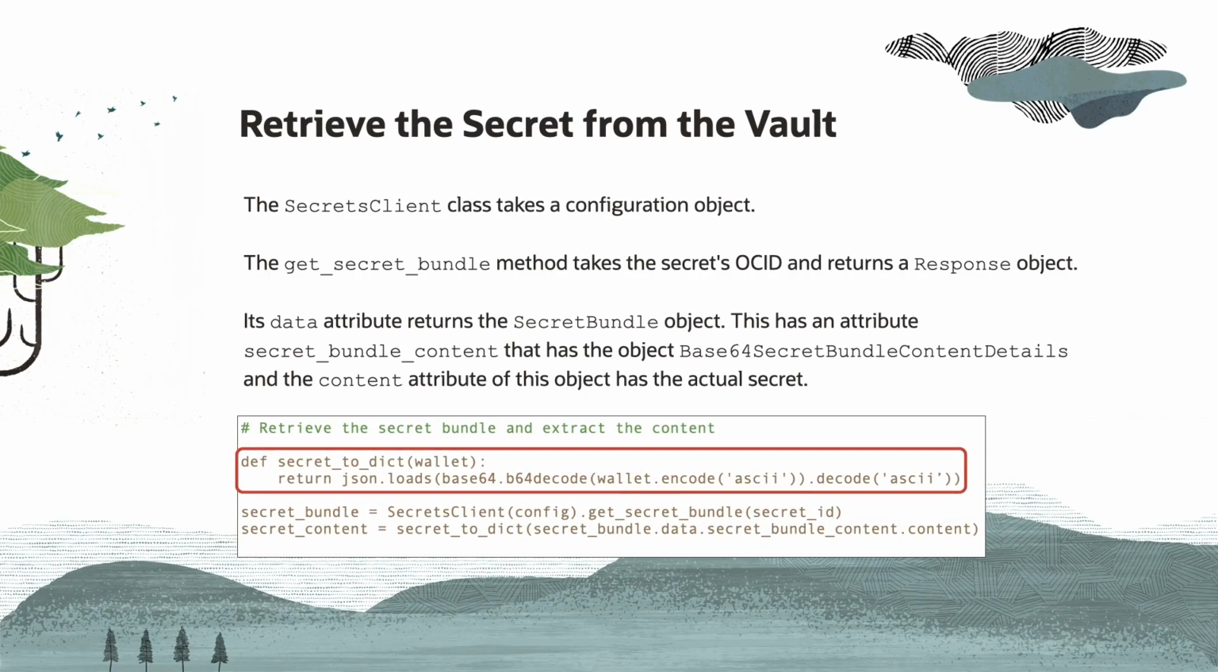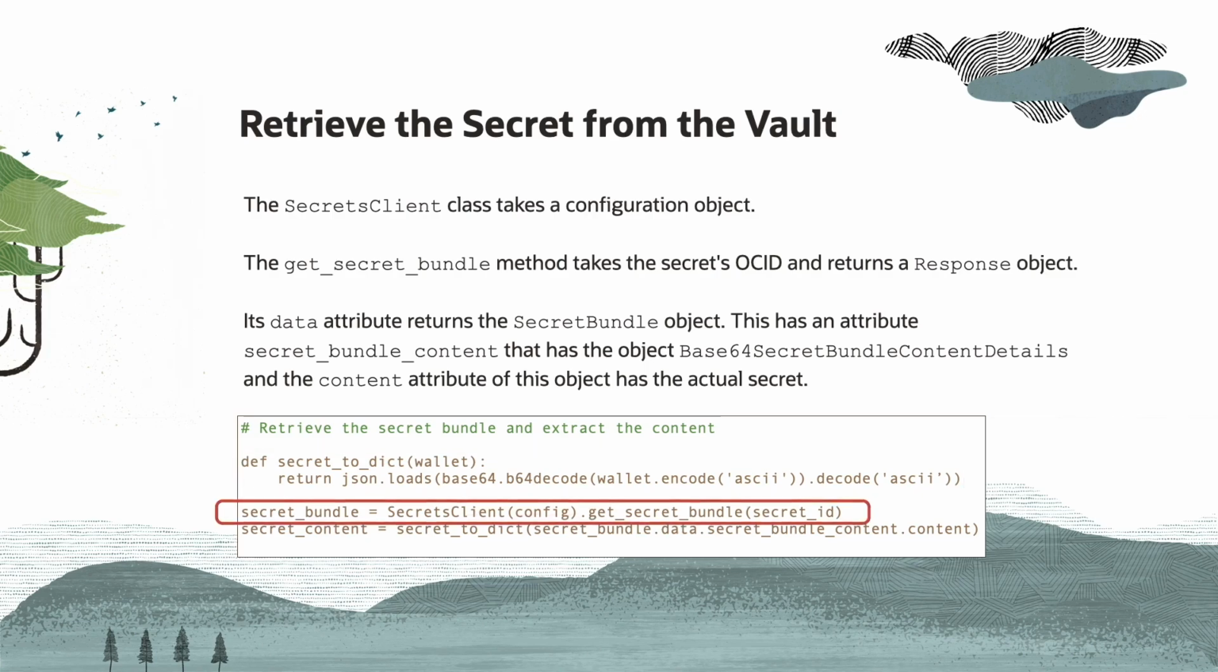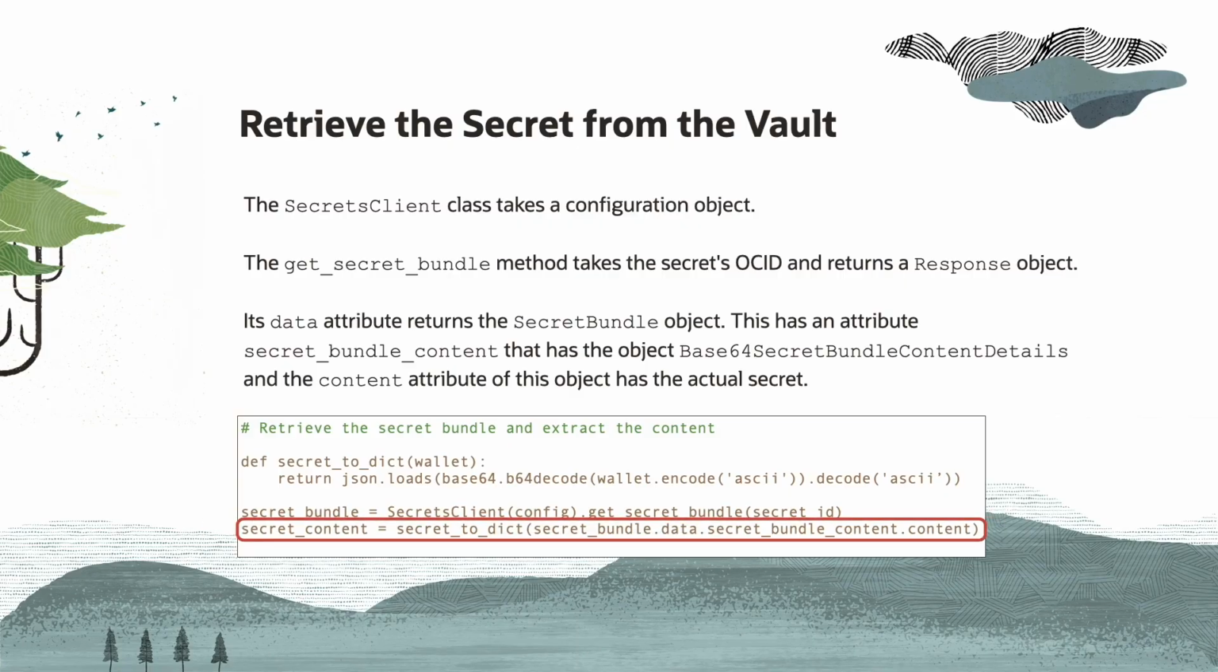The first chunk of code is just a helper method that's going to take the base64 object, decode it into a JSON object, and then decode that into a dictionary. The second line of code, the one that starts with secret bundle equals, creates a secrets client and takes that configuration file that we used before and calls get secret bundle, and we're going to pass in the OCID for the secret. That returns back to us a secret bundle, and then as I described above, it takes the secret bundle, calls data, calls secret bundle contents, and passes that information into the secrets to dictionary. And this is going to return back to us a dictionary of all the secrets.